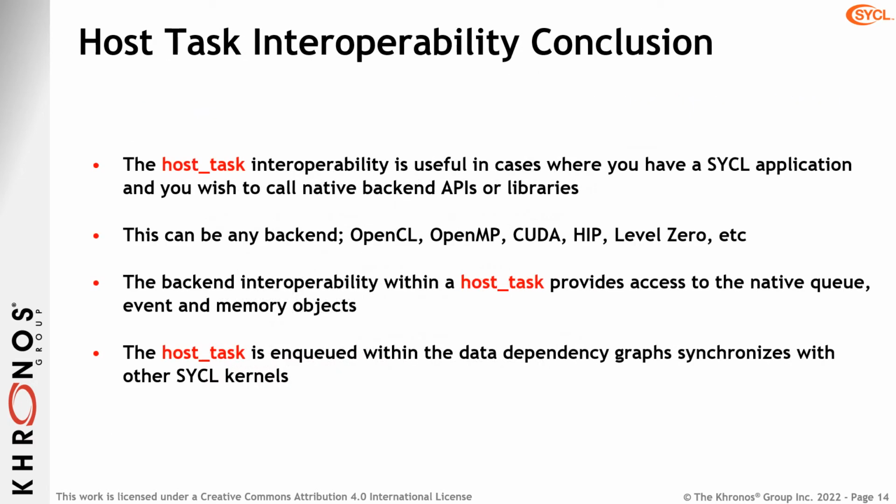So in conclusion, the host task interoperability is useful in cases where you have a SYCL application and you wish to call native backend APIs or libraries from within it. This could be any backend such as OpenCL, OpenMP, CUDA, HIP, Level 0, or any other. The backend interoperability within a host task provides access to the native queue, event, and memory objects, and the host task is enqueued within the data dependency graph of the SYCL runtime, so it synchronizes with other SYCL kernels.